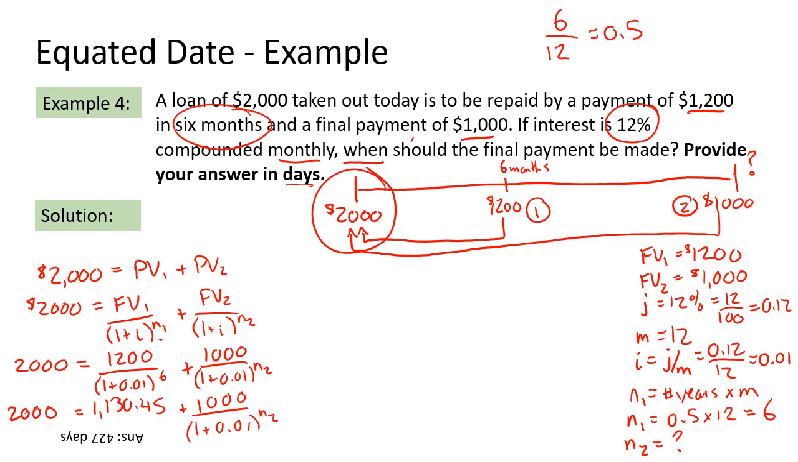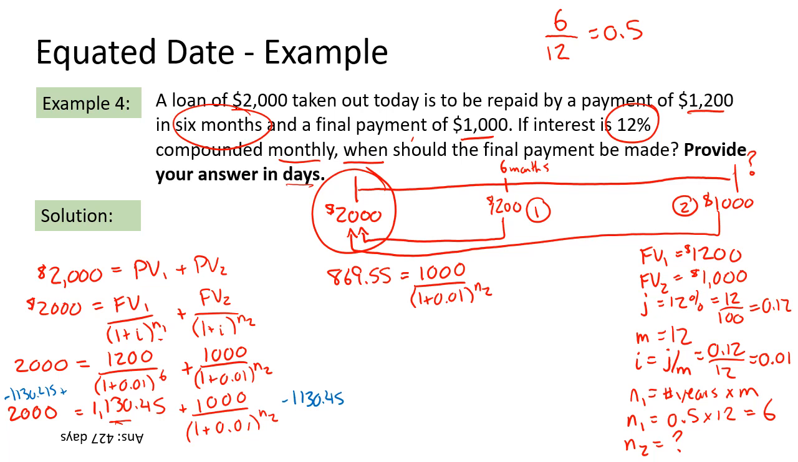So I'm going to simplify this, because we can take this $1,130.45 and remove it from the right side by subtracting it from both sides. I'm sorry, I ran out of room. And if we do that, moving back to here, we get $869.55 equals 1,000 divided by 1 plus 0.01 to the exponent n2.